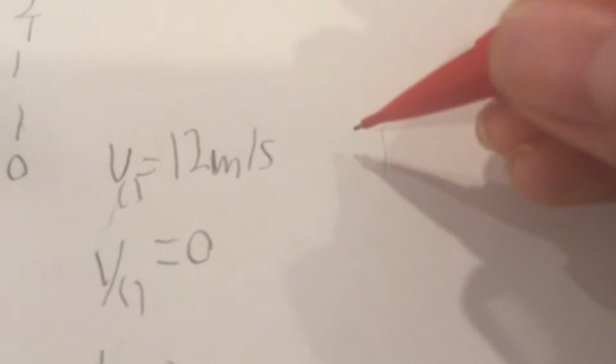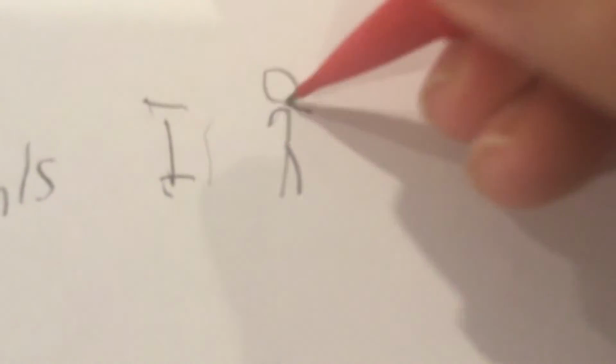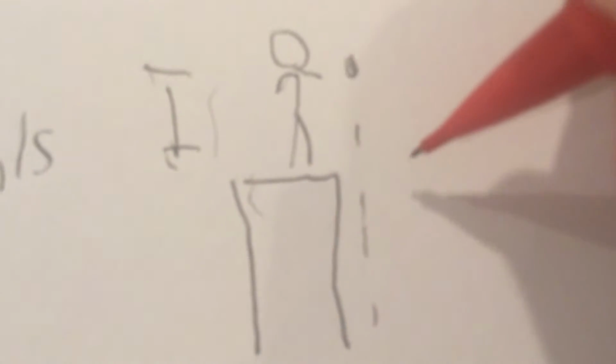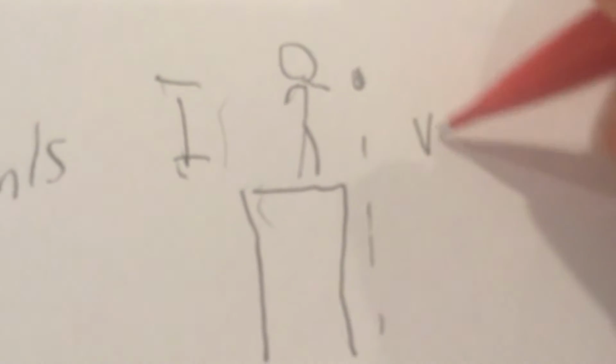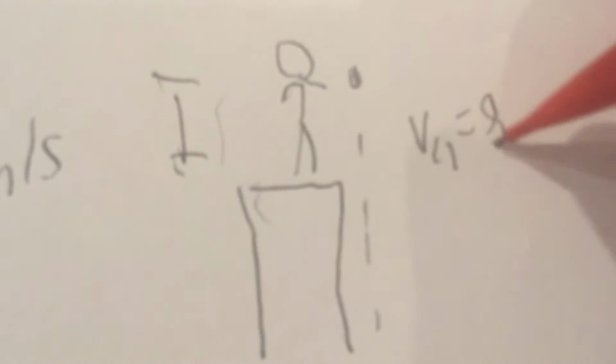Part I, I will draw a picture as I read the question. You throw a stone straight down from the top of a tall tower. Person, tall tower, throw a ball straight down. It leaves your hand moving at 8 meters per second. So velocity initial equals 8 meters per second.